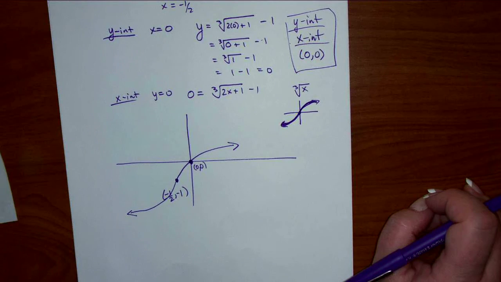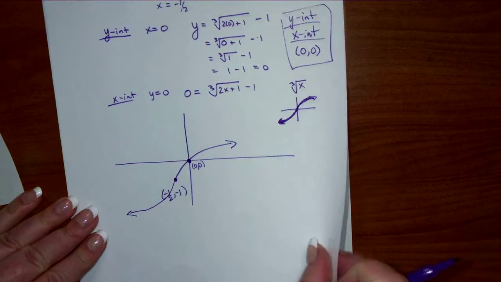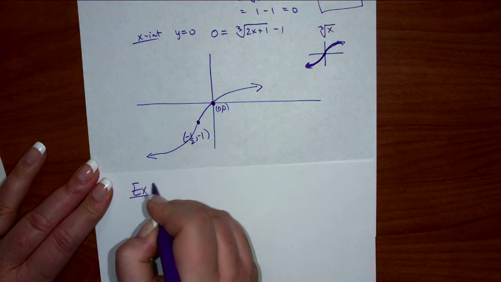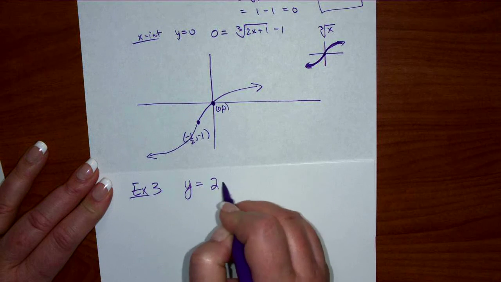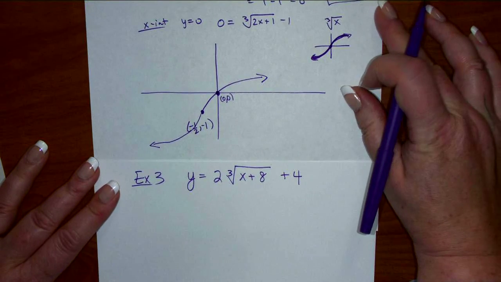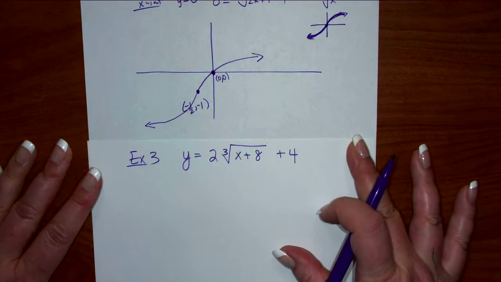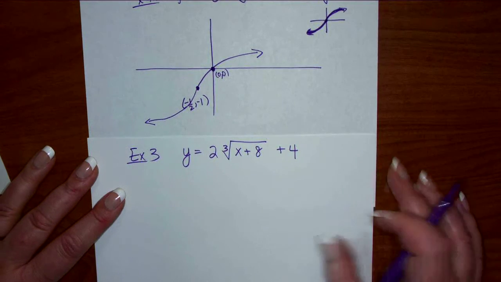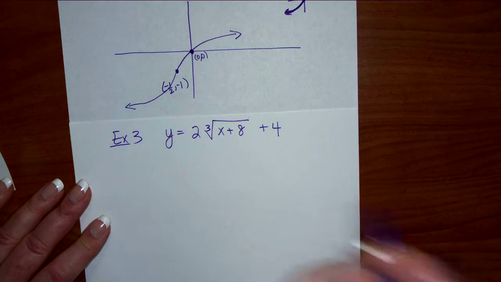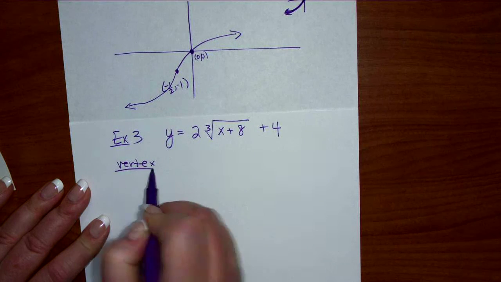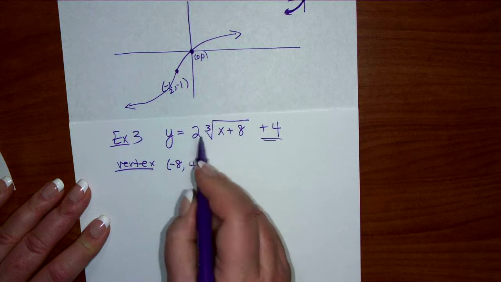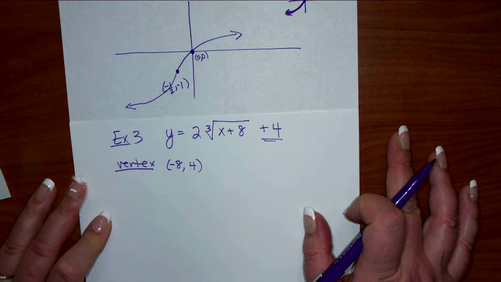Okay, so one more of these. I'm doing 3 of each, so the third one, y equals 2 times the cube root of x plus 8, plus 4. Vertex. What makes the inside of that 0? Negative 8. And over here, 4. That 2 has nothing to do with the vertex. Okay, so you can have a number or a negative, anything out front, and that doesn't affect anything.